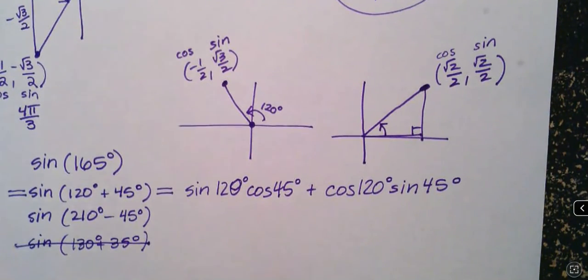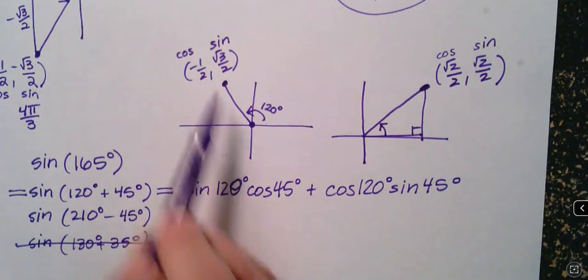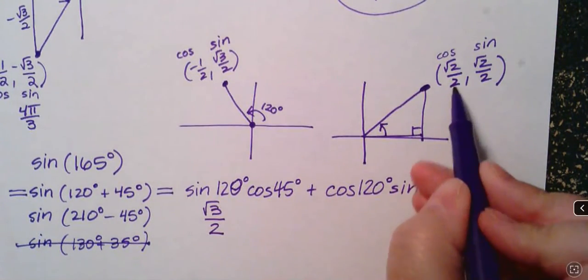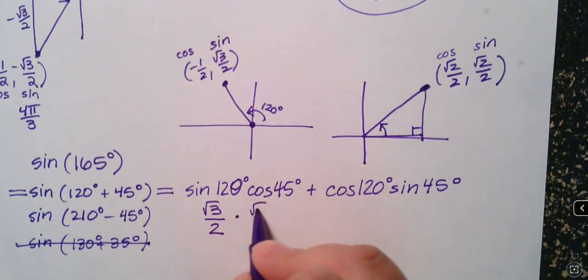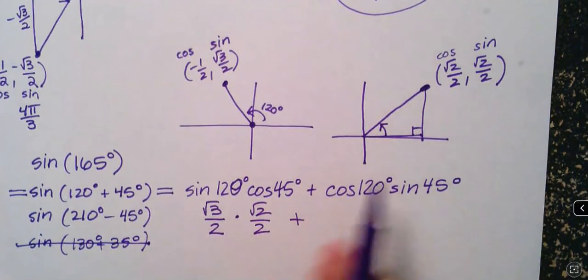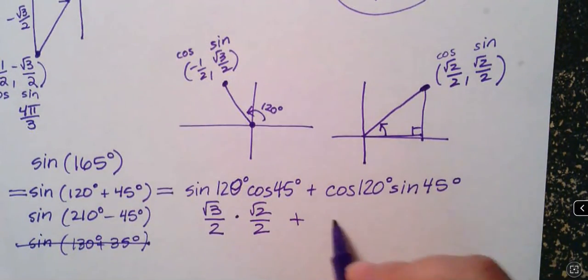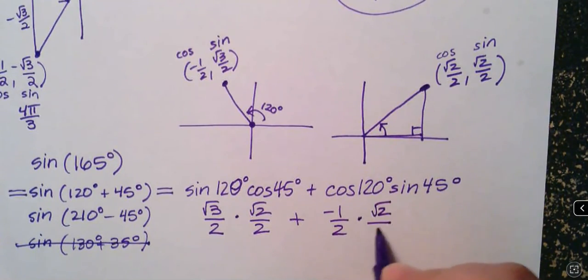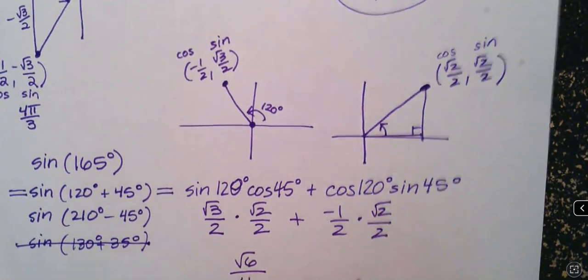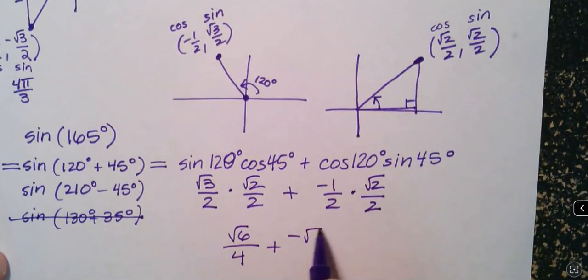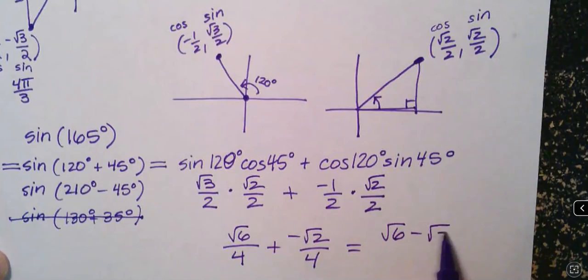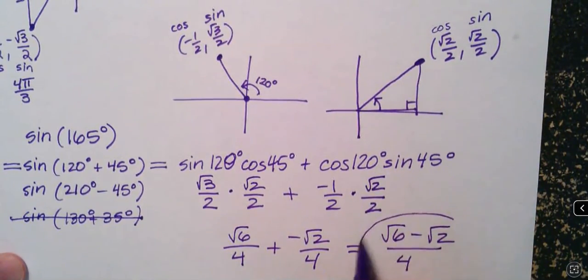So sine of 120 is square root of 3 over 2. Cosine of 45 is square root of 2 over 2. Cosine of 120 is negative 1/2. Sine of 45 is square root of 2 over 2. And I have square root of 6 over 4 plus negative square root of 2 over 4, or root 6 minus root 2 all over 4.